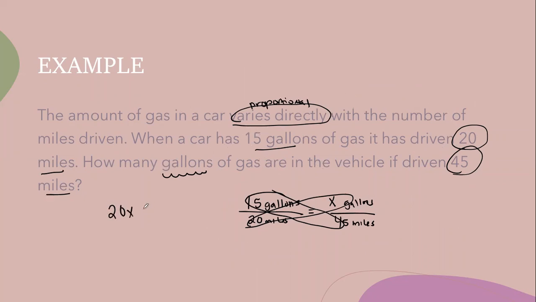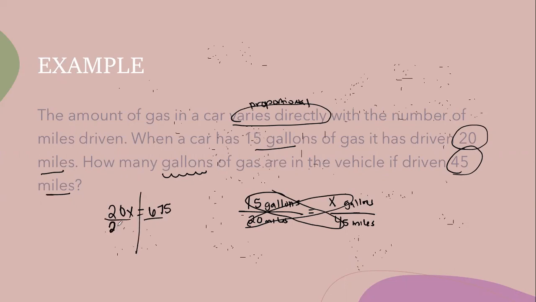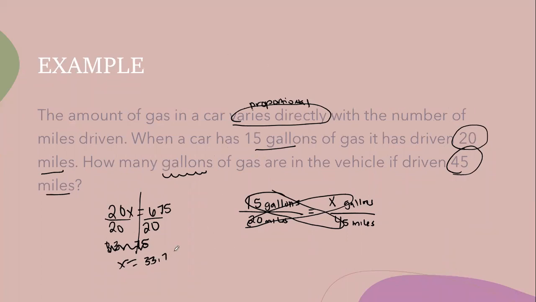So that would be 20X equals 675. And then from here, what do I do? Divide both sides by 20. And everyone who did type it in the chat, for the most part, everyone got 33.75. X equals 33.75. If you didn't get that, speak up so I can help you, please. I want to make sure everyone feels confident.